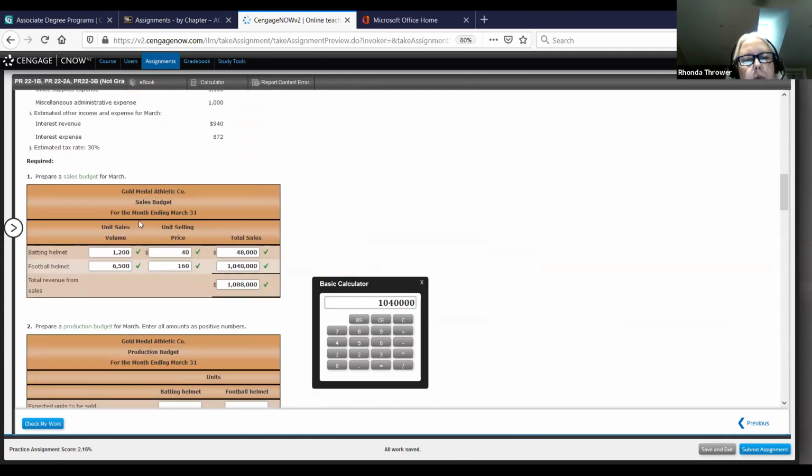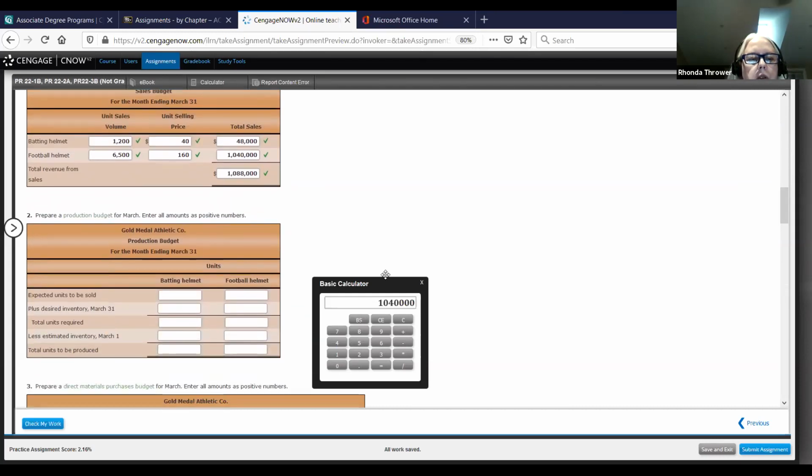You have to have the sales budget correct because the information from the sales budget is going to feed into the production budget, which is the next budget that they're asking you to prepare. The production budget is going to tell us how many units we're going to need to produce during that period of time. We're going to start with the expected units to be sold, which comes straight off of the sales budget. The batting helmets was 1,200 units, and the football helmets was 6,500 units.